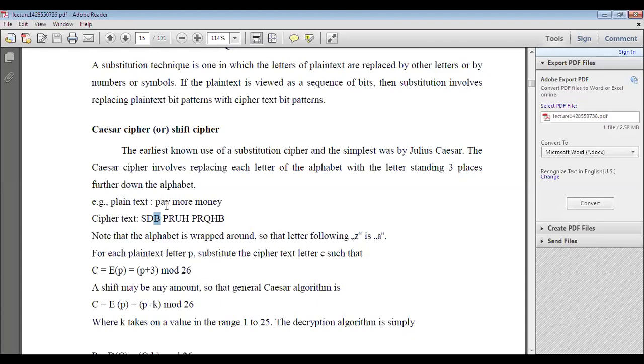So in this way, for all the letters M, O, R, E, M, O, N, E, Y, you have to replace them with other letters three places after. M is replaced by the letter after M, N, O, P. So M is replaced with P. E is replaced with H. M is replaced again with P.